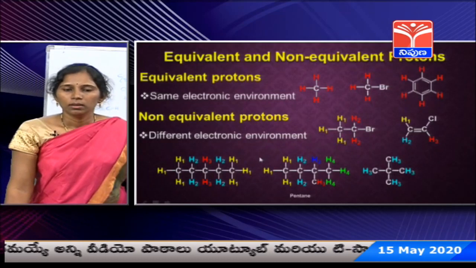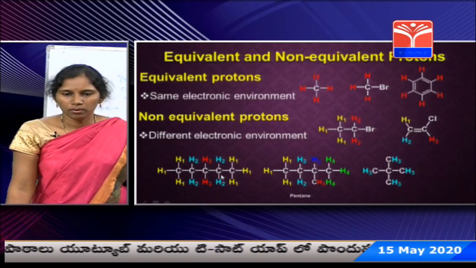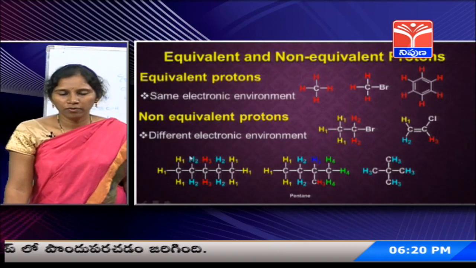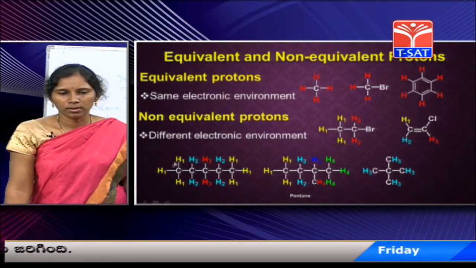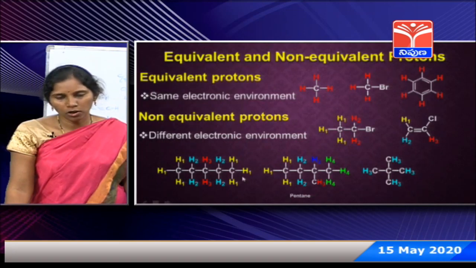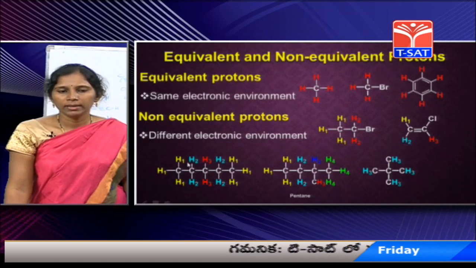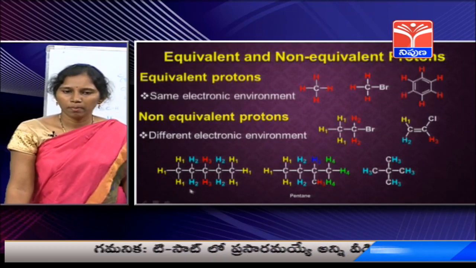You see here, these are the isomers of pentane. In n-pentane you can find 3 types of protons. Here the protons on this carbon and the last carbon are the same. Similarly, the blue colored protons are the same, and the CH2 protons are different. Like that we get 3 signals in the NMR spectrum.